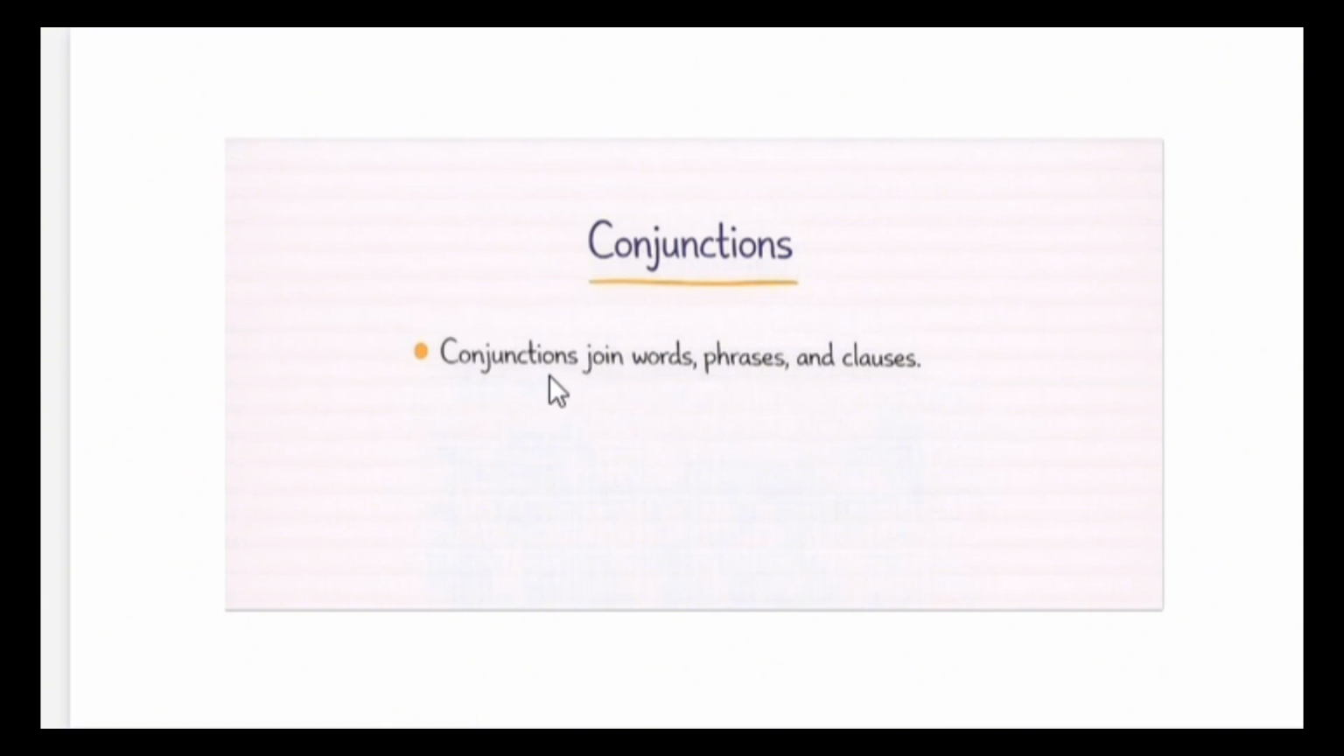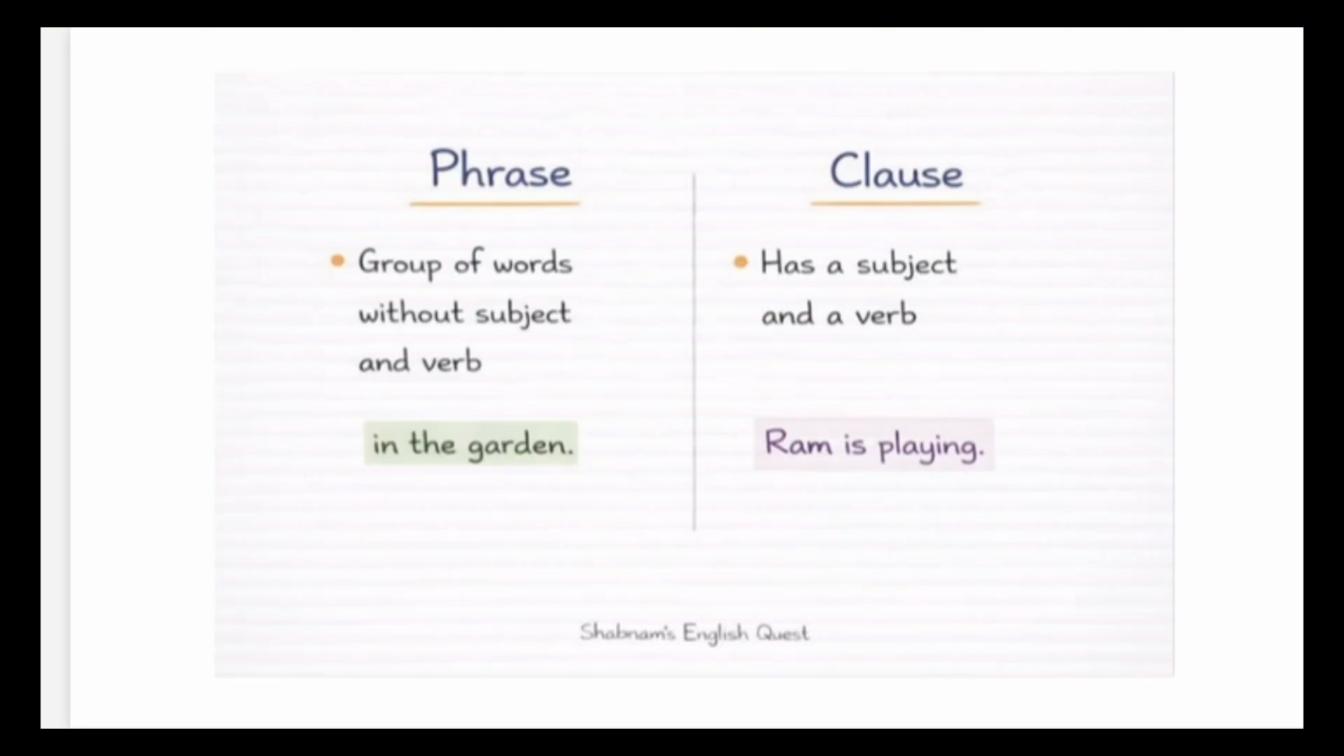Conjunctions join things together. They can join words, phrases, or clauses. Now, these two terms, phrases and clauses, might be new to you, so let's first understand them. A phrase is a group of words, but it does not have a subject and a verb together. For example, in the garden. Now, if we talk about clauses, a clause has a subject and a verb. For example, Ram is playing. So, this is a clause.